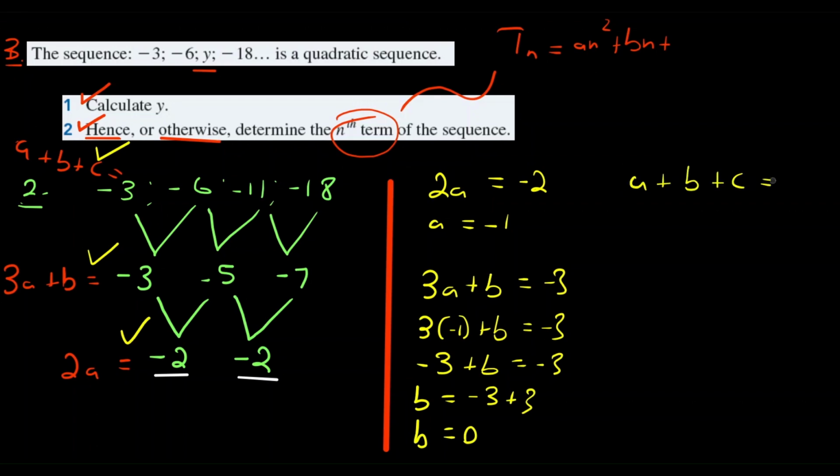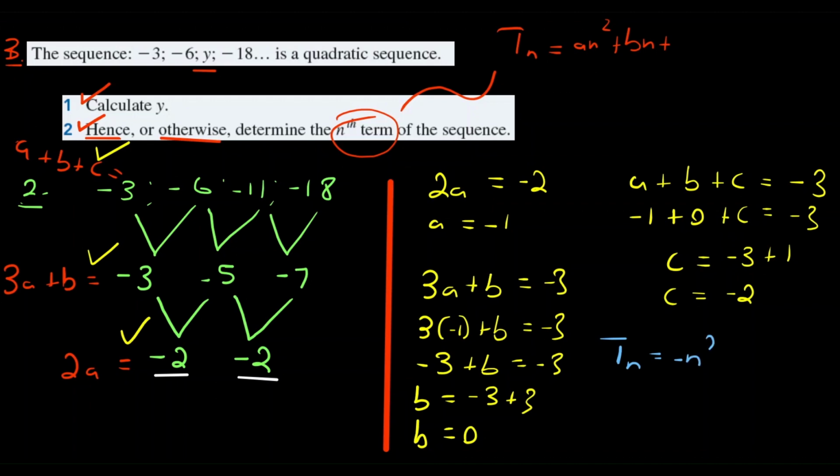which is equal to negative 3, which is our first term. We know that a we calculated is negative 1, and we know that b we calculated is 0. So negative 1 plus 0 plus c equals negative 3, and we take the negative 1 to the other side of the equation. It will give us plus 1, and c is equal to negative 2. Therefore our general term Tn is nothing more than negative n squared, and our b value is 0, so we can just say 0n, and our c value is negative 2. Therefore our general term is negative n squared plus 0 minus 2.